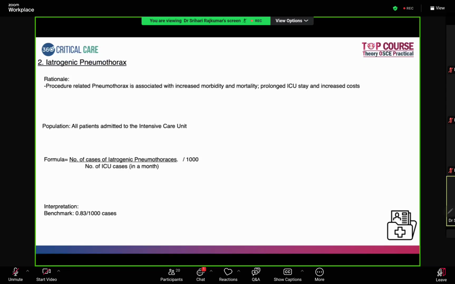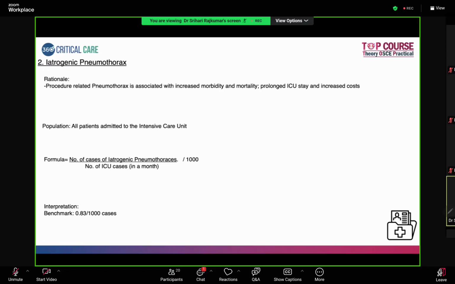So coming to iatrogenic pneumothorax, the rationale is: procedure-related pneumothorax is associated with increased morbidity and mortality. So all of us know about that. It is also associated with prolonged ICU stay and increased cost. So that is the main rationale for it. The main population again is all ICU patients.